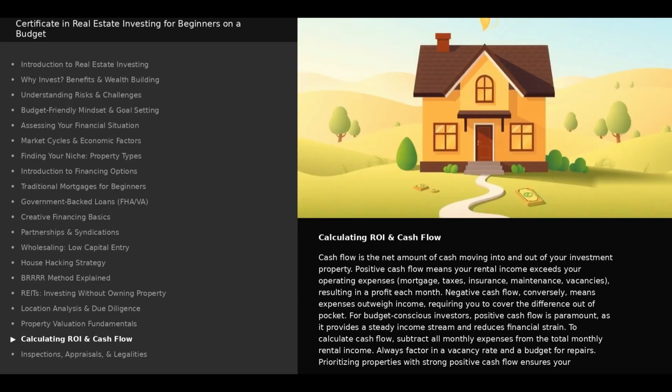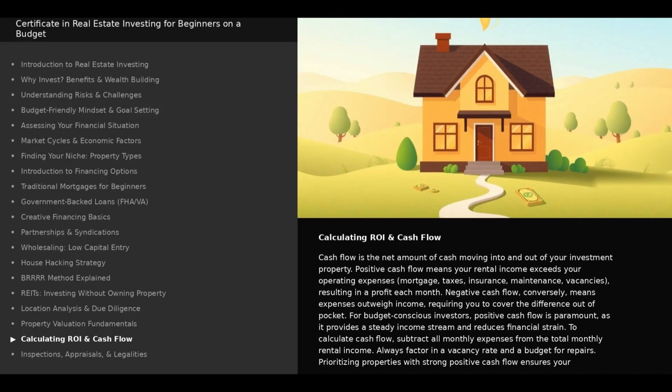Cash flow is the net amount of cash moving into and out of your investment property. Positive cash flow means your rental income exceeds your operating expenses, mortgage, taxes, insurance, maintenance, vacancies, resulting in a profit each month. Negative cash flow, conversely, means expenses outweigh income, requiring you to cover the difference out of pocket.